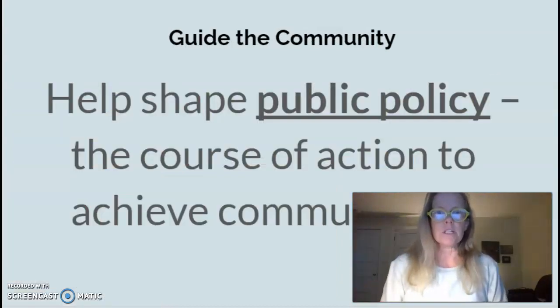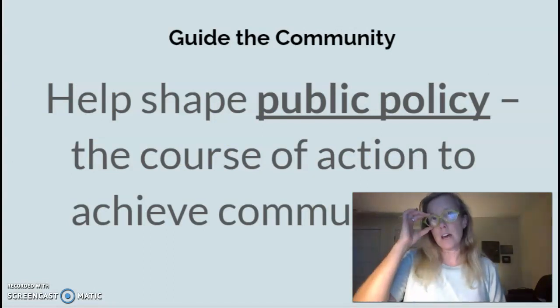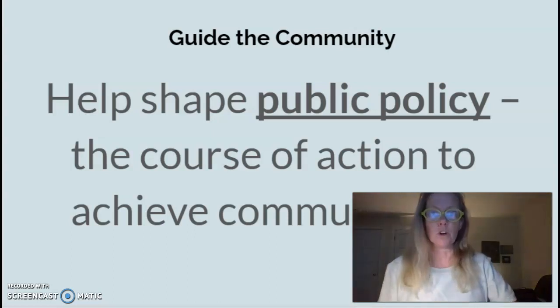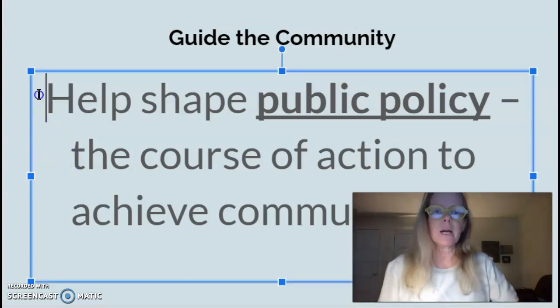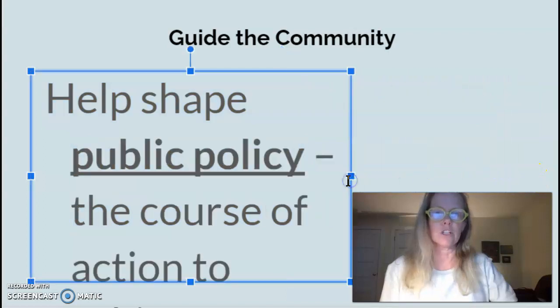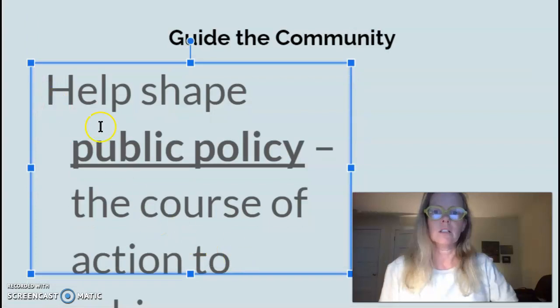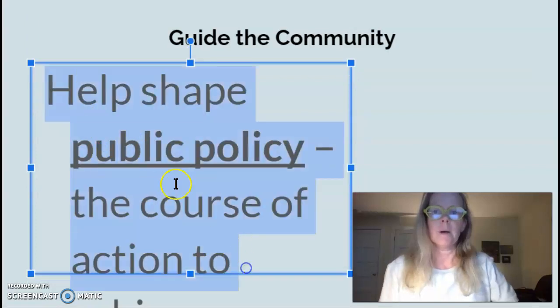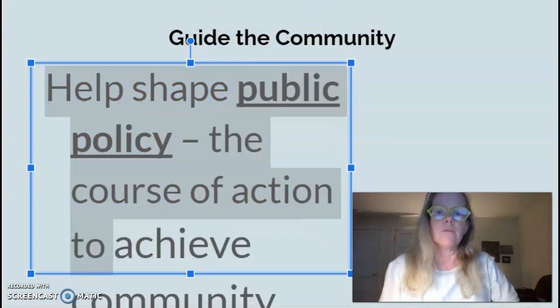Another role that the government does is help guide the community. And this was a word, I think we had this in chapter 1 when you did your textbook work. Help shape public policy. Public policy is basically the course of action to achieve community goals. I'm going to shrink this down here a little bit. But yeah, guiding the community. So what do we want for our community?